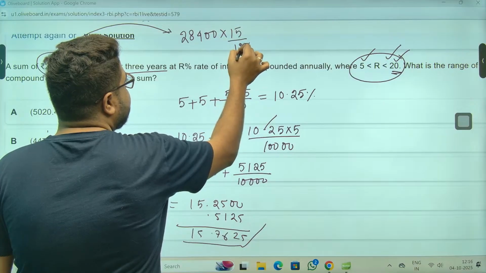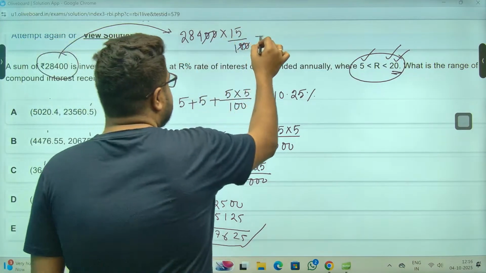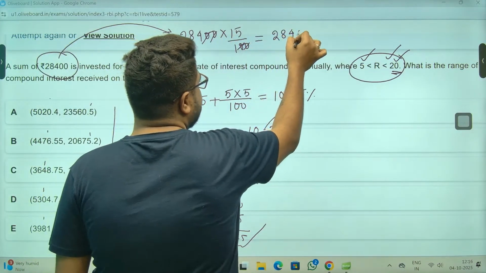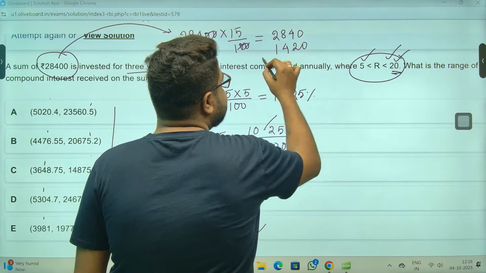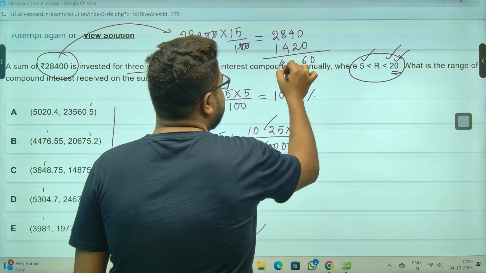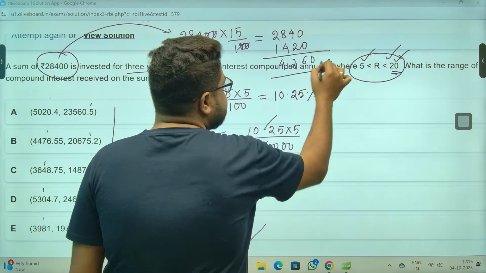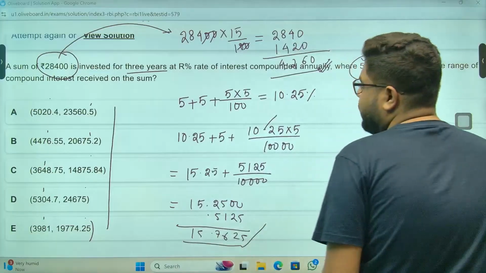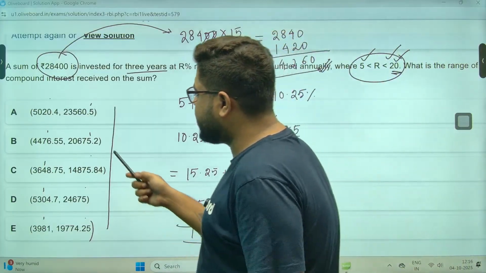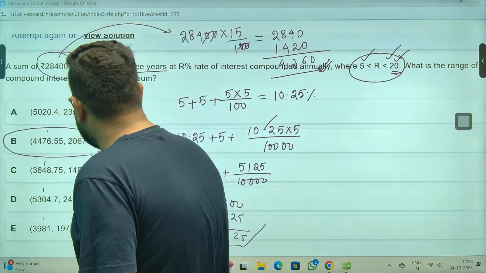How to figure out 15%, sir? So 10% will be 2840. 5% will be half of that, sir. So it will be 4260, sir, 4260 and a little more. Check the options. A little more than 4260, a little more is option number B, as I can see.